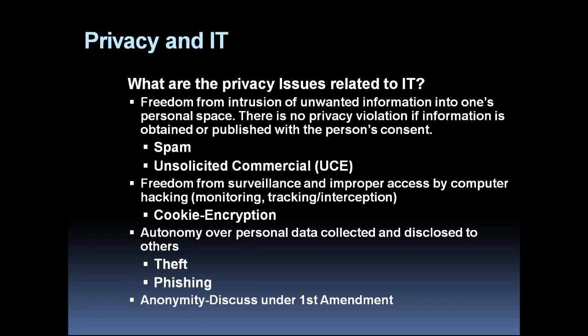So again, there's freedom from intrusion of unwanted information. It may come in the form of spam, may come in the form of UCE. In addition, there are privacy issues related to freedom from surveillance or improper access. Either monitoring our computer use, tracking, or intercepting computer use. Usually comes in the form of cookies or other forms of encryption. Next, there's the issue of who owns the personal data. Can it be disclosed to others? How was our personal data accessed? Was it stolen? Did we unintentionally provide it to someone? And then there's the issue of anonymity, which is a First Amendment related issue. These are some of the more common ethical issues related to privacy, specifically under the information technology umbrella.